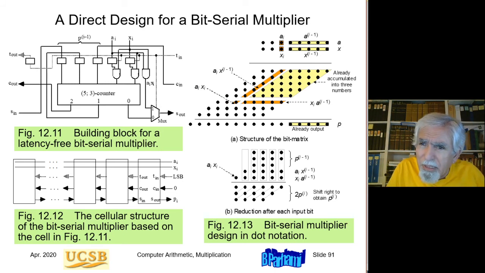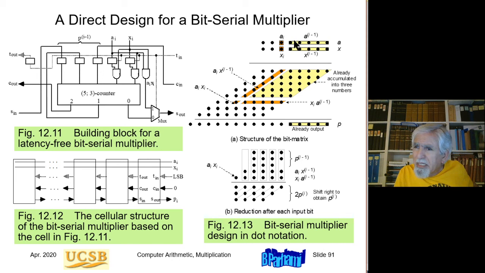So this is now the design of an actual bit serial multiplier. So here are the two inputs A and X. These are the partial products that we need to form and combine. At some given point in the bit serial process, I've already received and processed a bunch of bits of A, a bunch of bits of X, and I'm now looking at AI and XI, which are the next pair of bits coming in the bit serial multiplier.